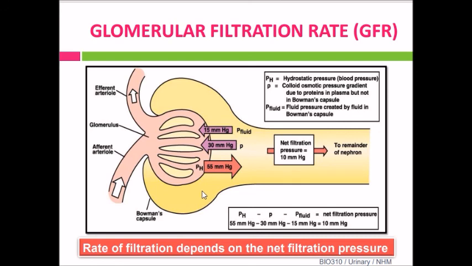Okay, so how do we calculate the pressure of the filtrate that goes into our Bowman capsule? It is the PH, the hydrostatic pressure, minus the colloid osmotic pressure, minus the fluid pressure from the Bowman capsule, and then we get the net filtration pressure. Okay, so therefore the rate of filtration depends on the net filtration pressure.